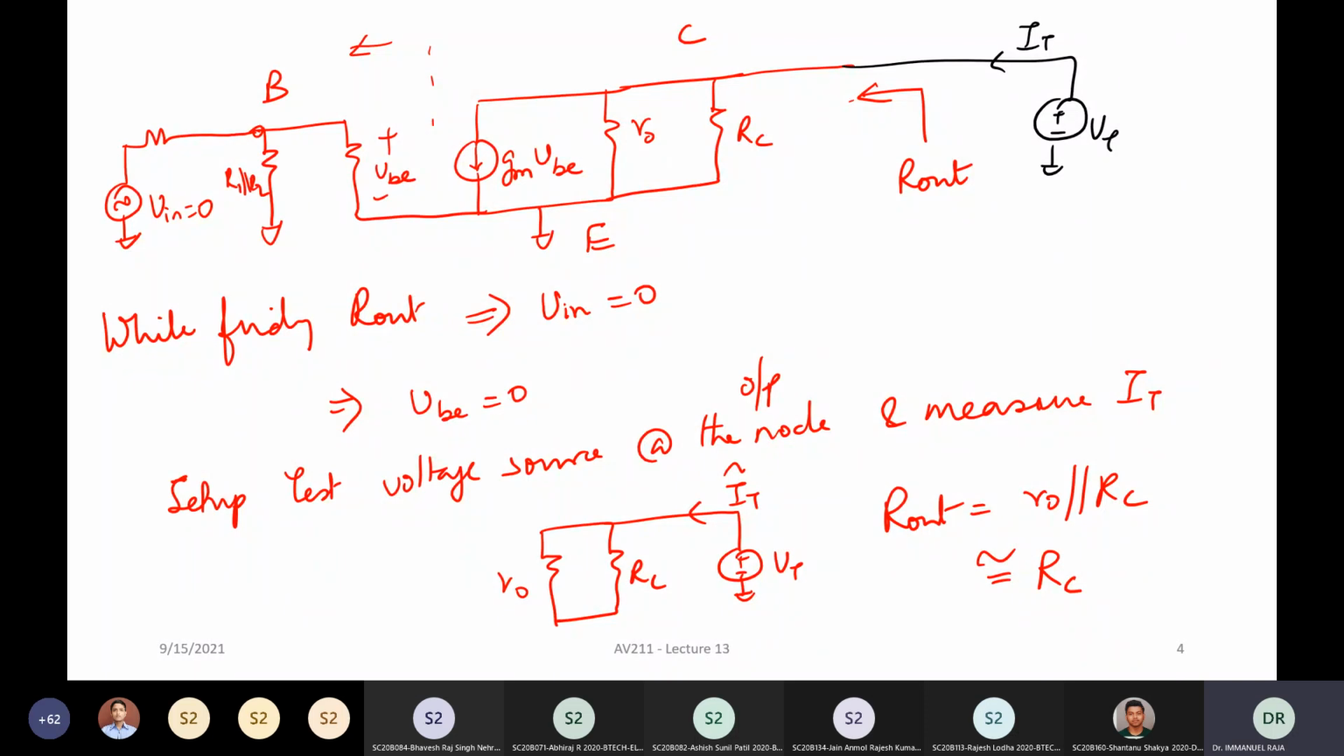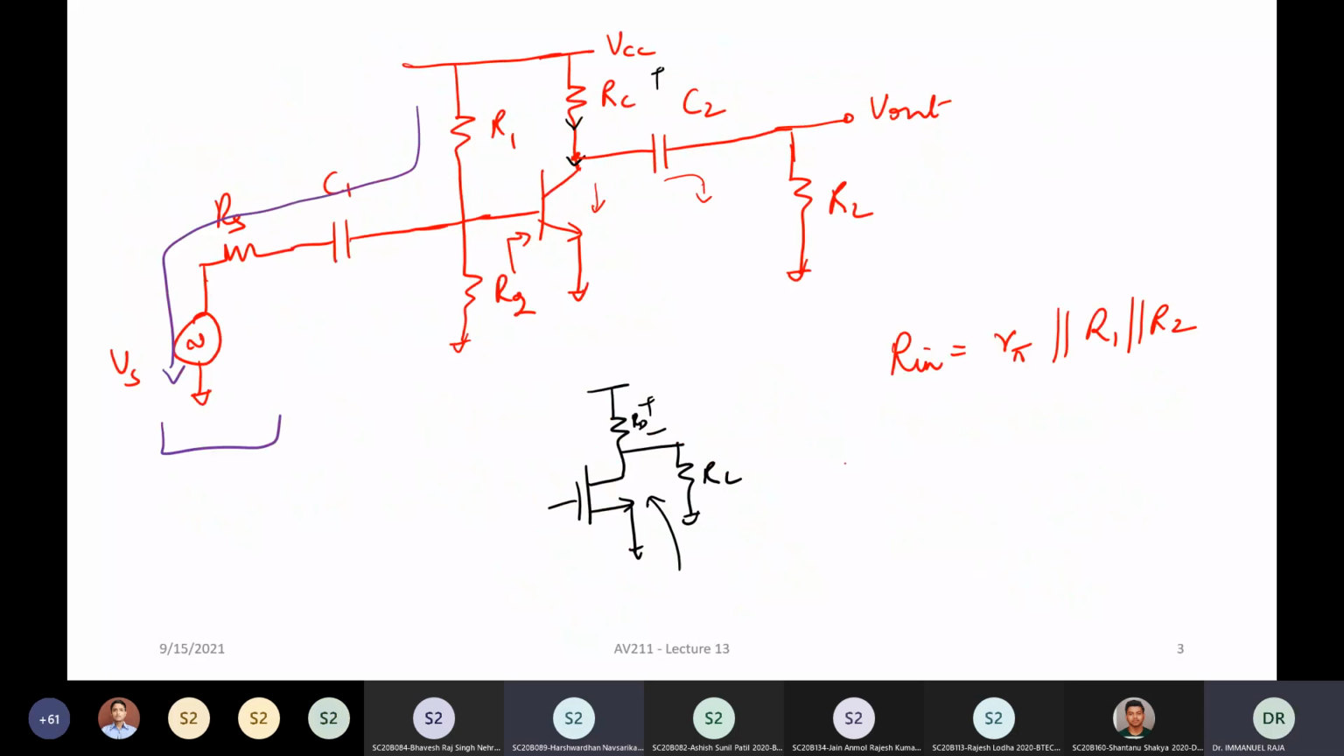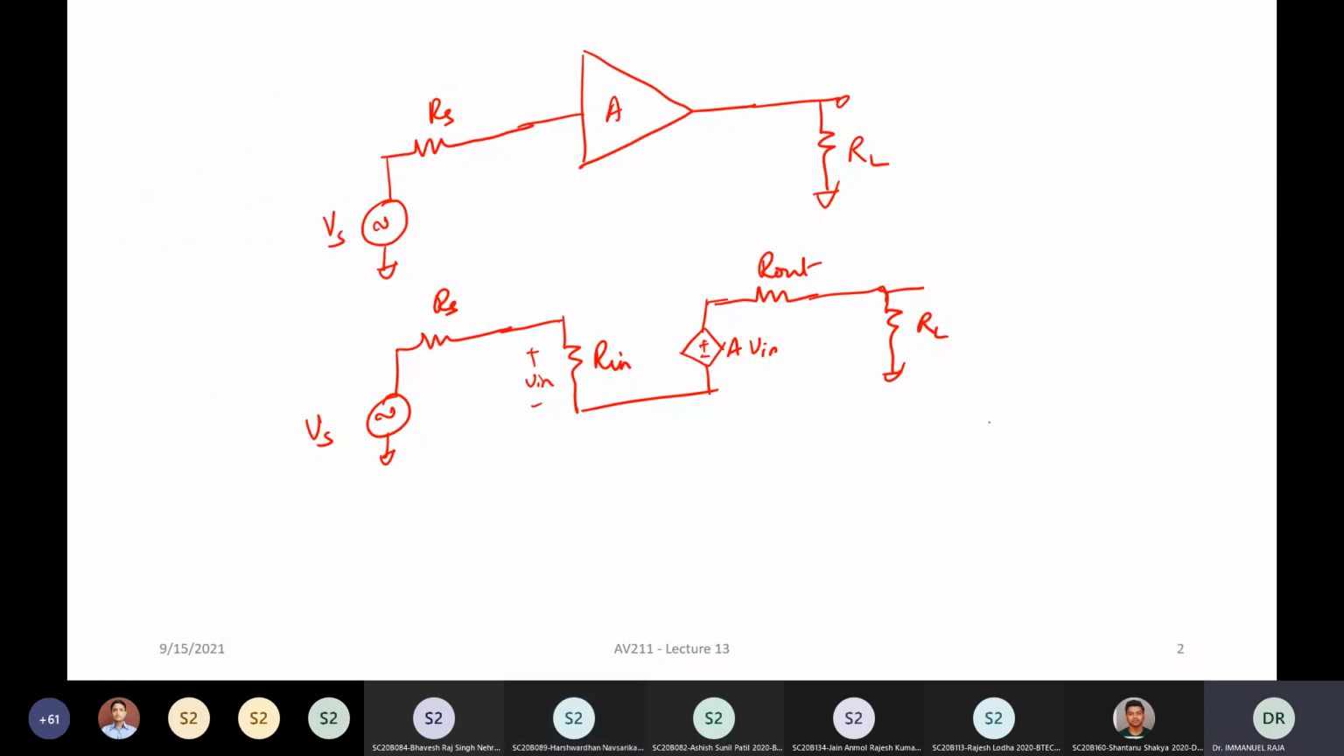Any questions? Sir, what exactly is R out? Okay, let me go back to this one. So here you have an R out, right? That's the resistance seen from the output side. Sir, but then what about RL? Why are we ignoring that in the second circuit? Yeah, because this is your amplifier. No, I am looking only at this amplifier.